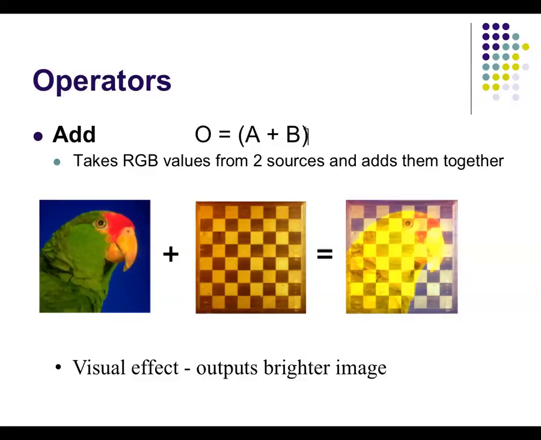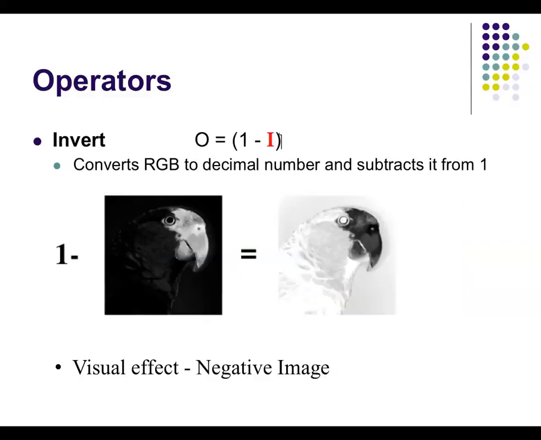Now, operators such as add take two sources, O equals A plus B, adds them together, and what you'll get is the two images mixed together, but the output will always be a brighter image than the sum of its parts. Because you're always adding numbers together, you're always ending up with a brighter version of that number. Okay, so that's why this image looks the way it does.